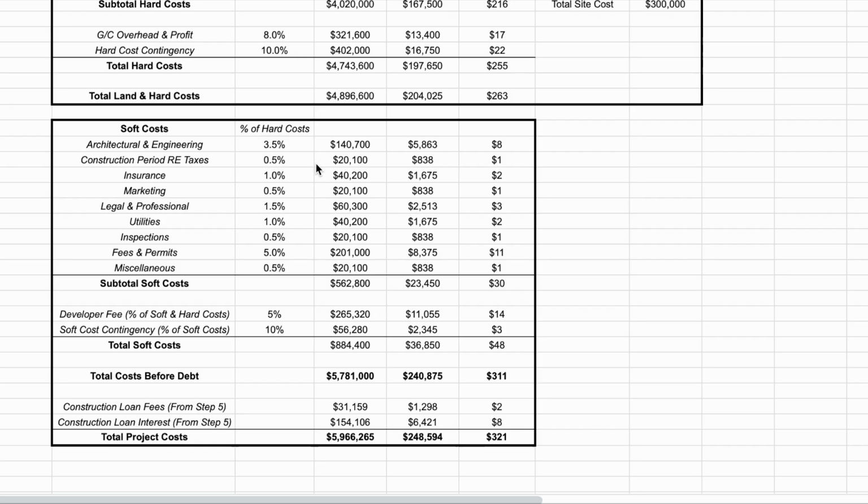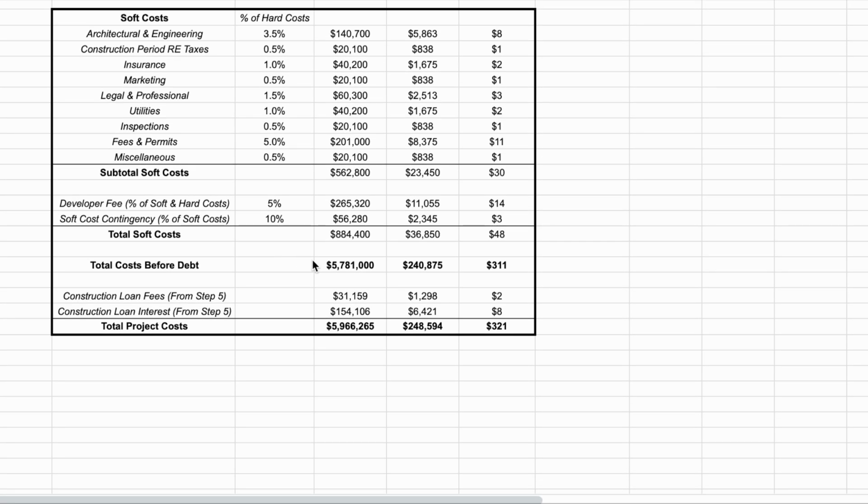And then we look at the soft costs, all these costs that are critical to building a property that don't directly tie into the general contractor's contract amount. So things like architectural engineering fees, real estate taxes during the construction period, insurance, marketing, fees and permits to actually connect with the local municipalities' utilities and gain approval to build. And what we ultimately get is our total cost before debt, and then assuming we're going to use a construction loan, our loan interest and construction loan fees, which you'll see feeds from a later step. But what that ultimately gives us is our total project costs. So that's the cost before debt plus the debt-related costs for construction.